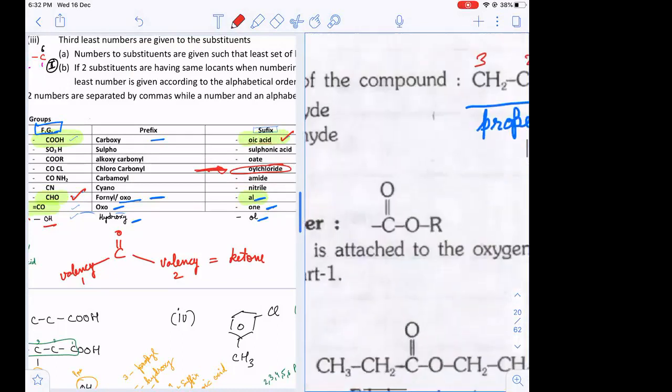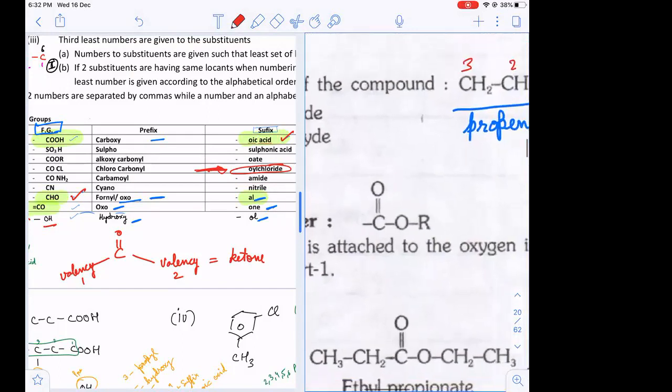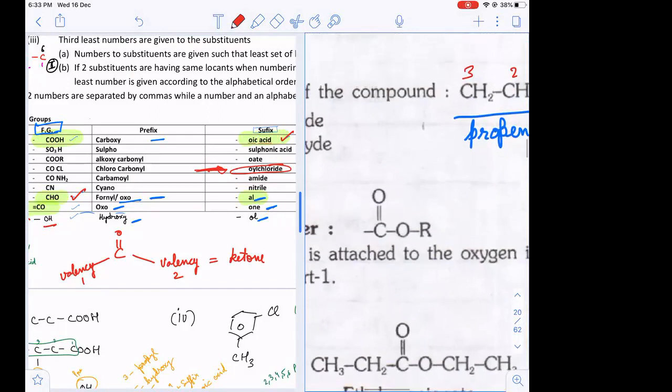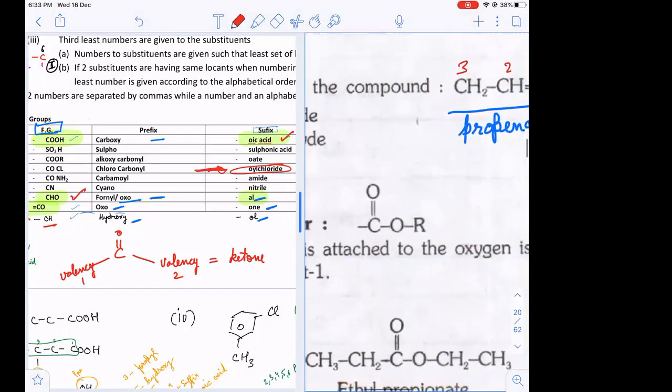Okay, let's check this one. Let me highlight this, just a moment. Yes, let me highlight this last compound. Please check this one: CH3, CH2, COO, CH2, CH3. First of all, please identify the functional group.